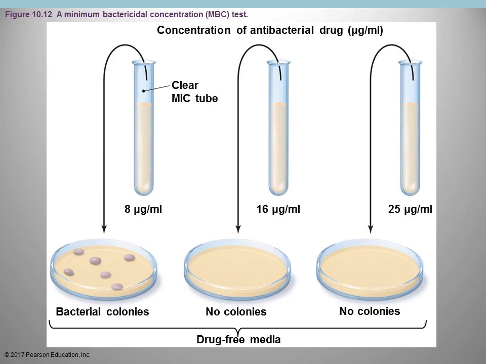Minimal bactericidal concentration test, or an MBC test. Once again, you're trying to determine the concentration of the antimicrobial drug that you need that will inhibit the growth. You've got tubes with the various concentrations, and you see at what point you have 0 colonies. At 8 micrograms per mil, you still had growth, but at 16, there were no colonies. So 16 micrograms per mil would be effective.